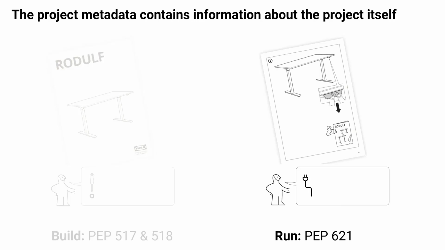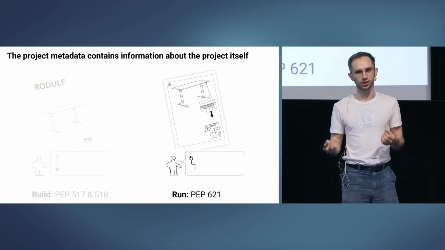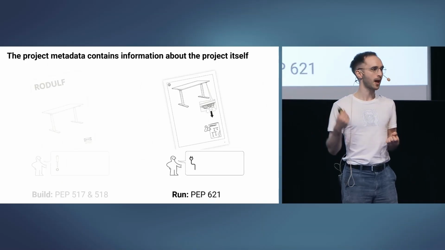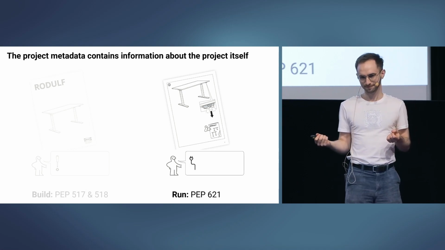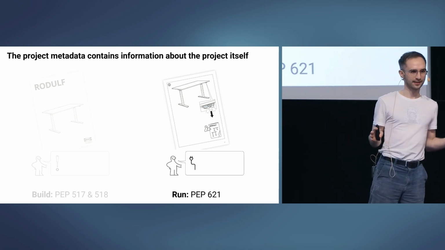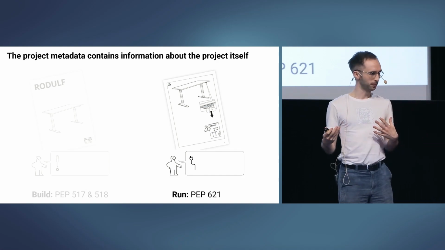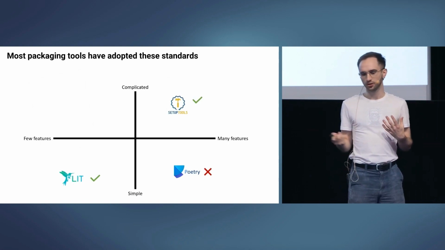PEP 621 deals with the library itself. To use this sit stand desk, you need electricity. So that's a library dependency, and that's handled by PEP 621. These standards are great and make tools a lot more interoperable, and they've largely been adopted.